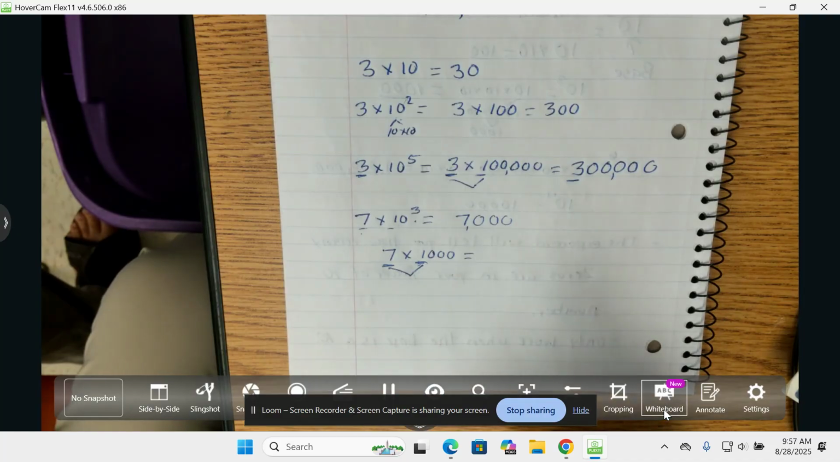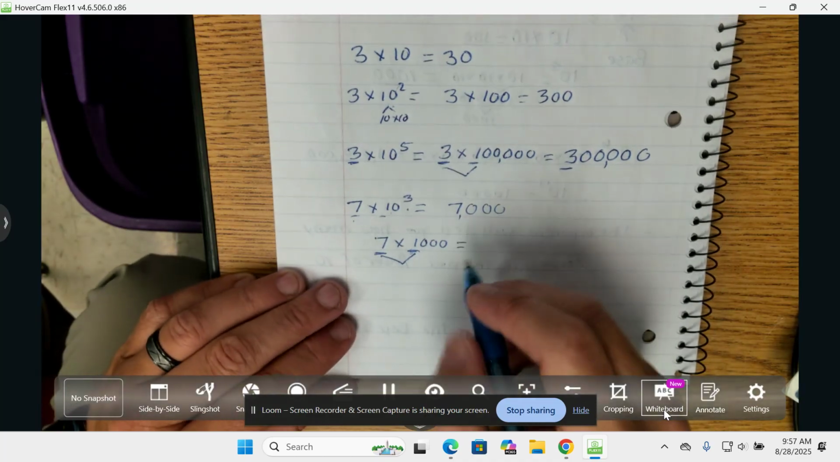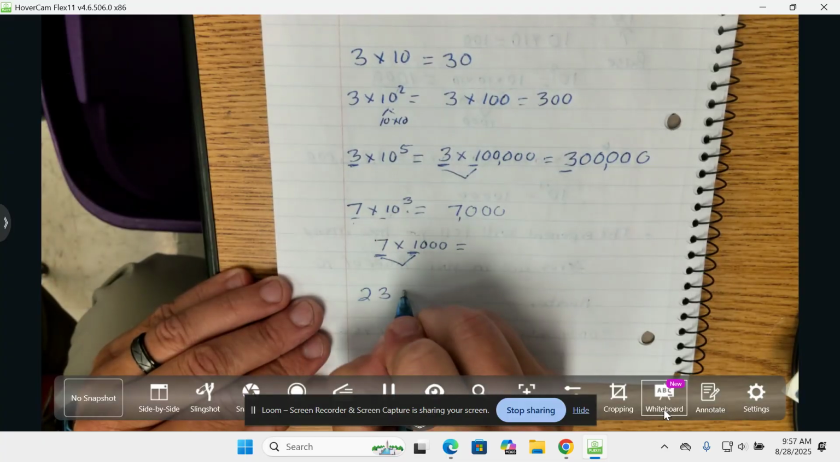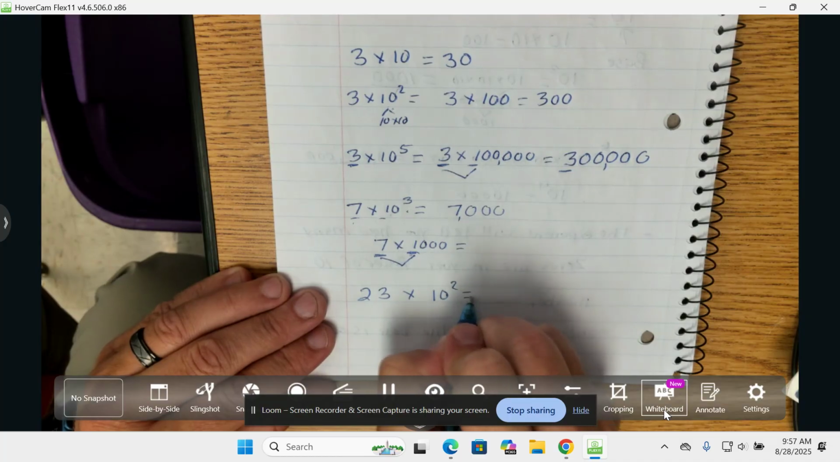This is kind of a shortcut. Okay, so I am kind of teaching you a shortcut, but we have to make sure we understand it. We always understand shortcuts. We don't ever just do them. Okay, this would work if the number was 23. Say it was 23 times 10 to the 2nd power.